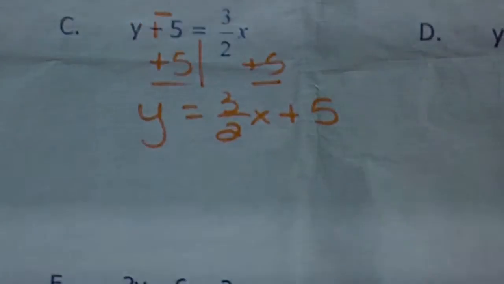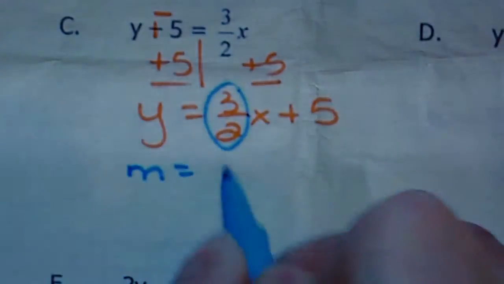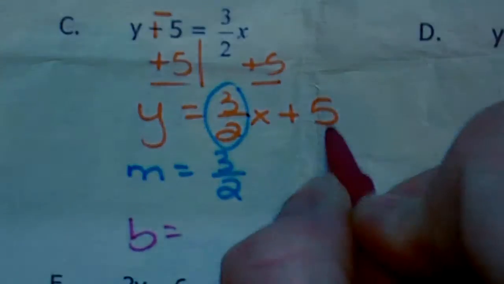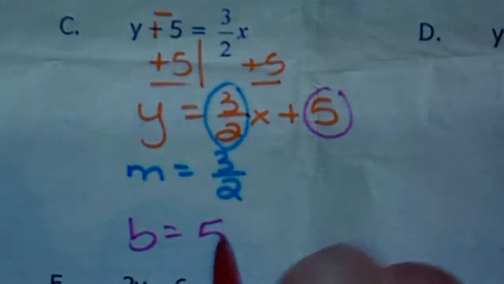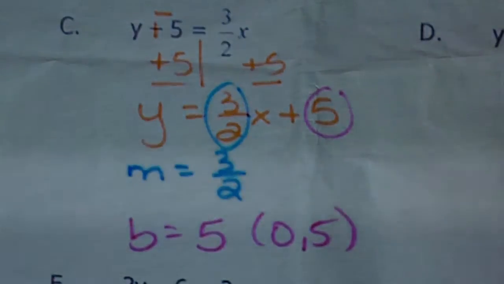Now it's easy to identify the m and the b. The m, or slope, is this 3 halves. Don't put the x after it, just put the number, please. And the b, the one that's by itself, that would be this positive 5. Also, you could write it as (0, 5).